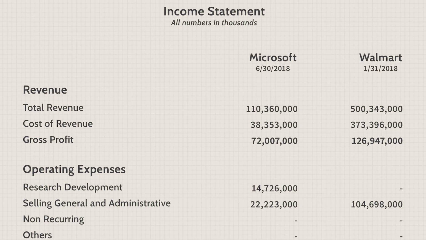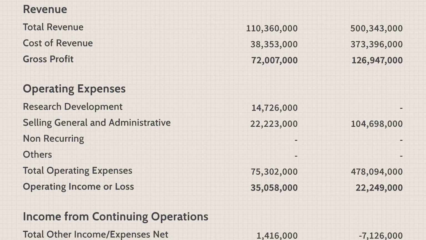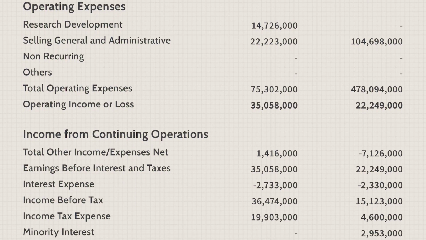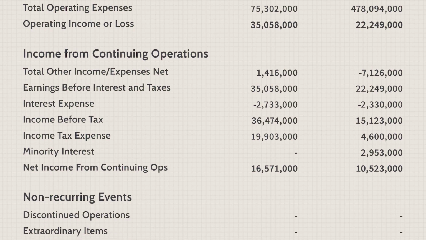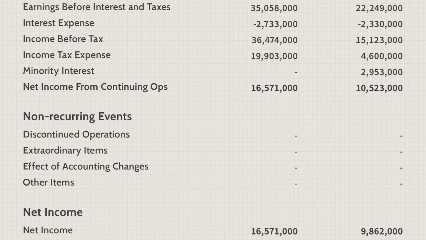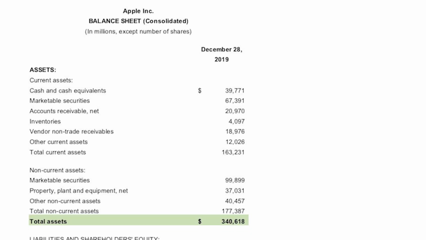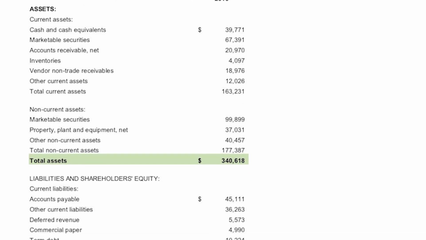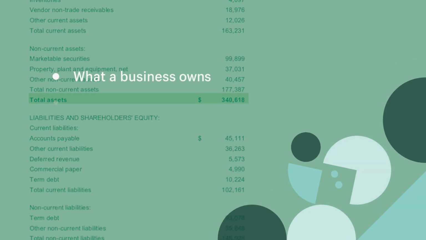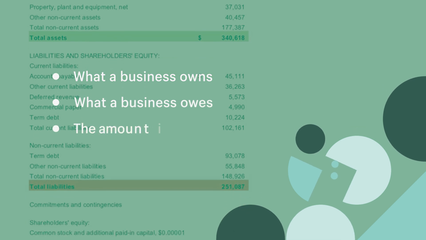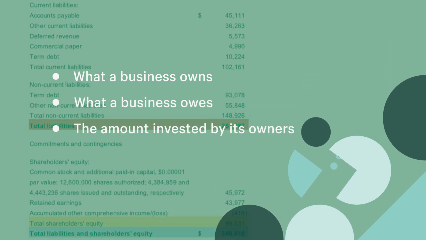Now, to be able to manage cash flow, we need to have a basic understanding of accounting. First, there are three critically important accounting documents. We have the income statement, sometimes known as the profit and loss statement, and this document shows the revenues and expenses. Its goal is to summarize how revenues are transformed into net profit. Then we have the balance sheet, which gives us a snapshot of what a business owns, what it owes, and the amount invested by its owners on a particular day.